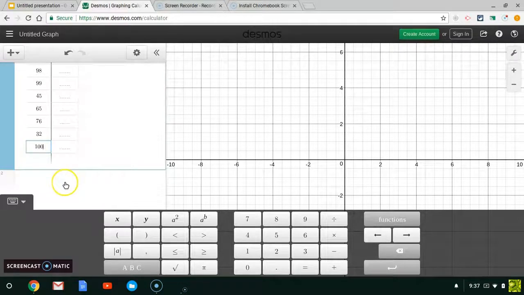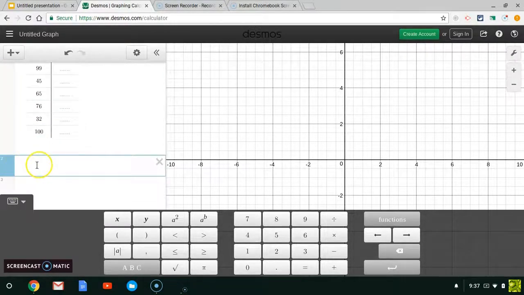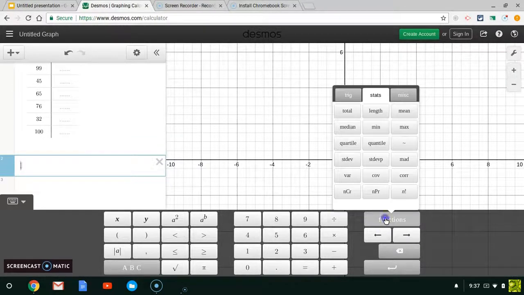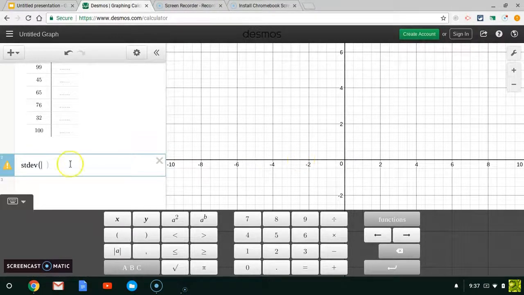Then I'm going to click down here and open up another bar. And I'm going to go down to Functions. And where it says Functions, I'm going to click on the Stats tab. I already have mine clicked. And we're going to go down to this thing that says Stdev for standard deviation. And I'm going to click on that. And it opens up standard deviation.